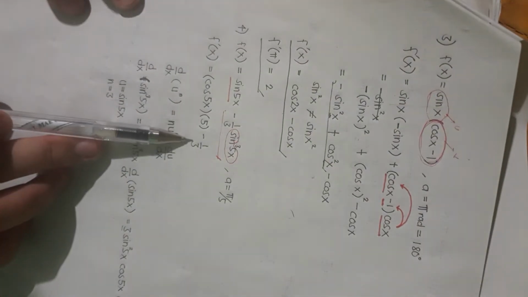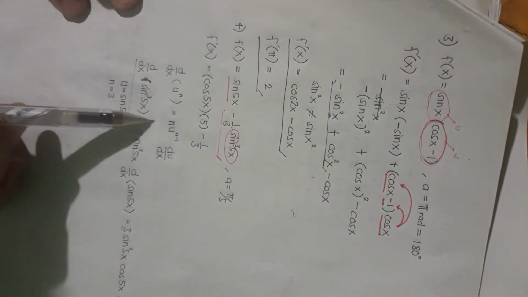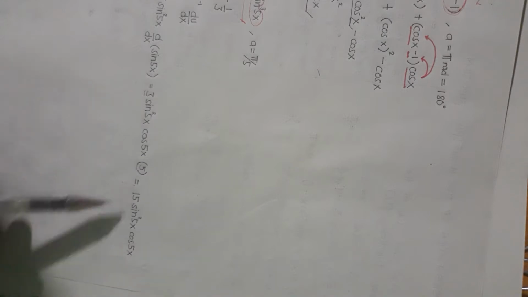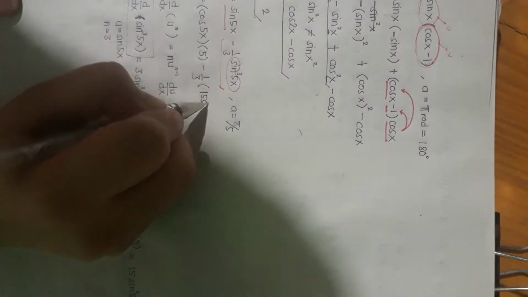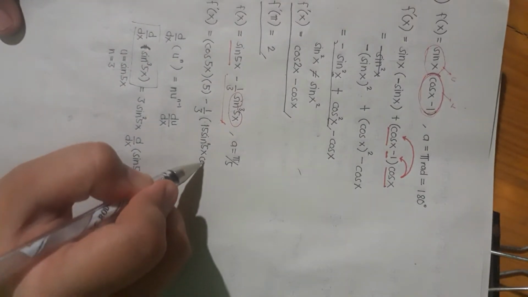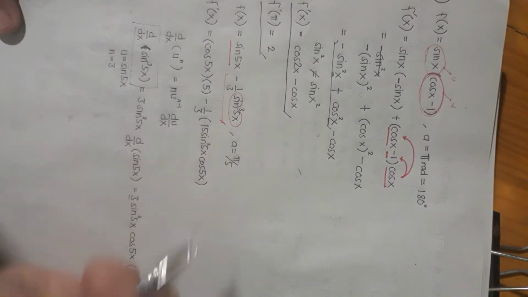Since 1/3 is to be multiplied with the derivative of sine 5x cubed, which is equal to this one, we could now multiply it here by 1/3. So you have 1/3 times 15 sine 5x squared times cosine of 5x.